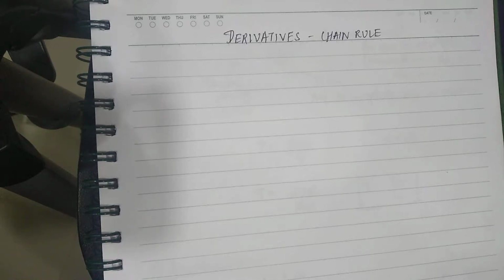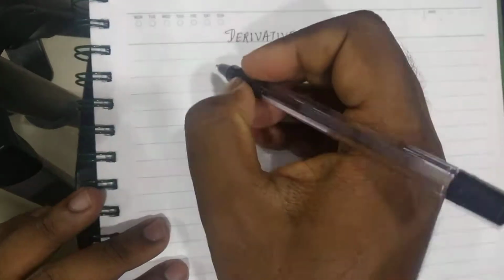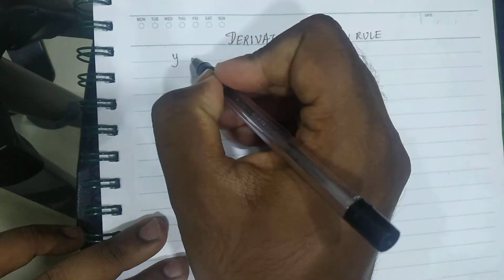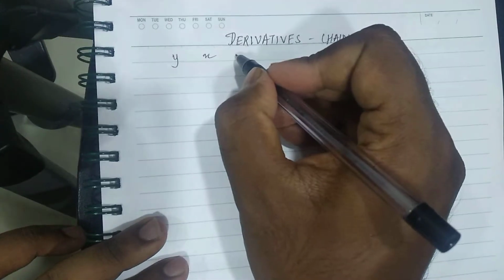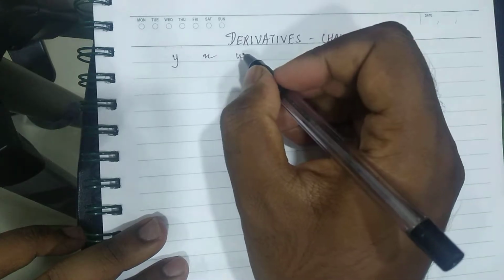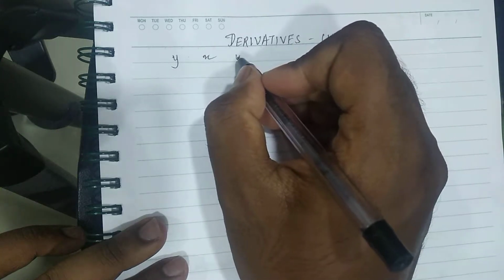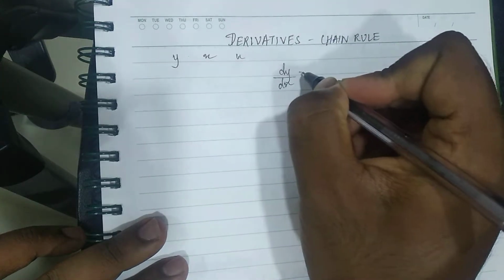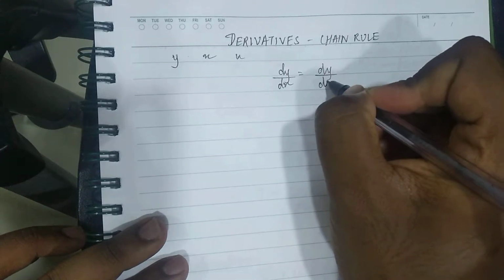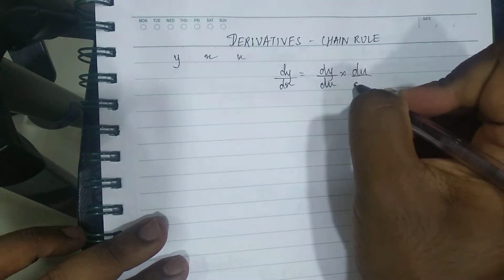In this video we'll be looking at derivatives of various functions using the chain rule. I'll be teaching you how to apply the chain rule. The chain rule simply says that if you have a function y which depends on the variable x, and you also have a function u which depends on x, but y depends on u as well, then you can apply the chain rule and get a result like this: dy by du times du by dx.